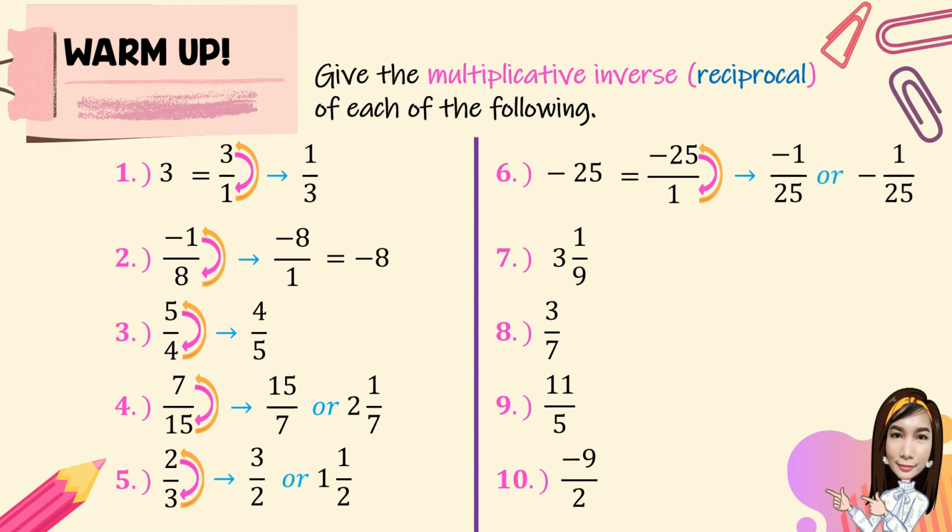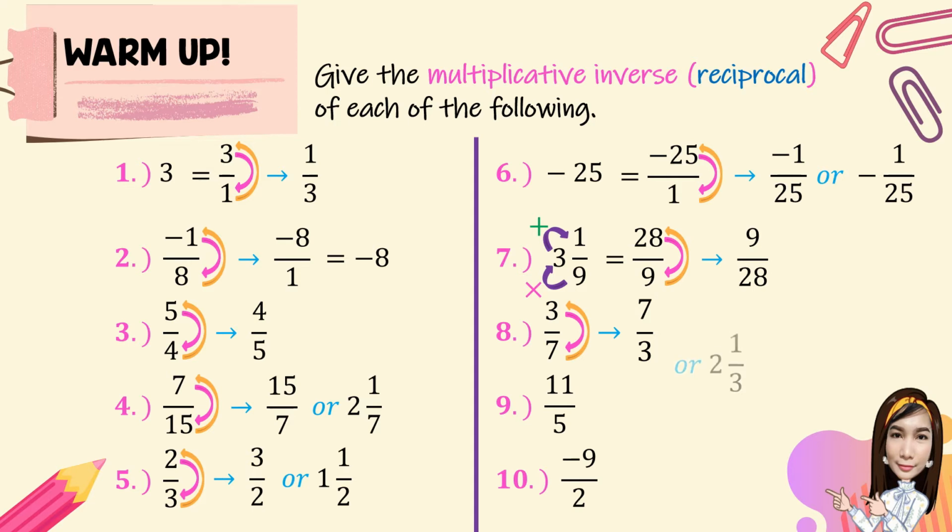For number 7, we have 3 and 1 over 9. That is a mixed number, so we can change it into an improper fraction. So simply multiply 9 times 3, which is equal to 27, plus 1 is equal to 28 over 9. Then get the reciprocal, or the multiplicative inverse, which is 9 over 28. For number 8, we have 3 over 7. Get the reciprocal, or the multiplicative inverse, which is 7 over 3. And that is an improper fraction, so we need to change it into a mixed number. So simply divide, and the result is 2 and 1 over 3.